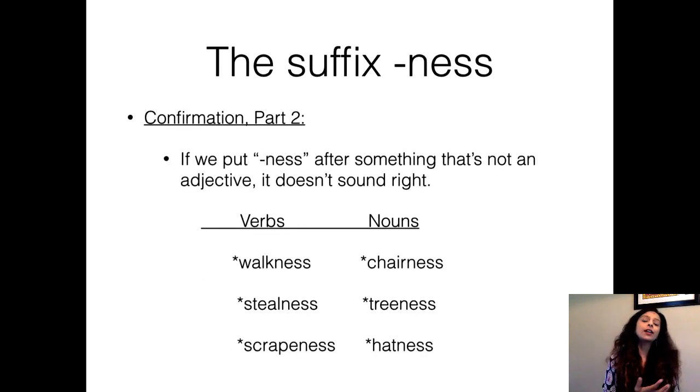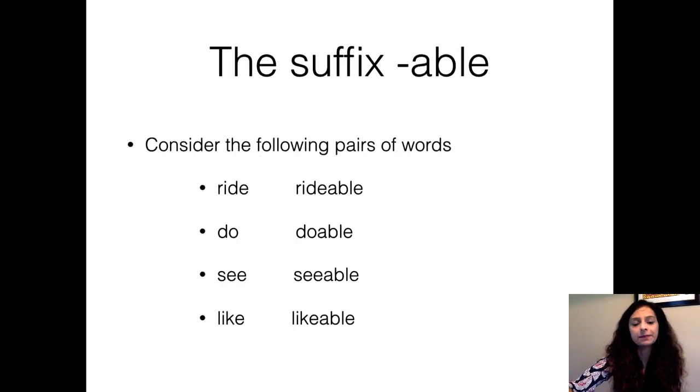All right. The second confirmation is you take another part of speech and you attach ness to it, and suddenly all that you get is ungrammatical words. So you can have verbs like walkness, steelness, scrapeness, where you're taking a verb and attaching ness to it, but it's ungrammatical because ness is actually looking for an adjective. And the same thing with nouns. You can't take a noun like chair, tree, and hat and attach ness to it and get something like happiness or sadness.